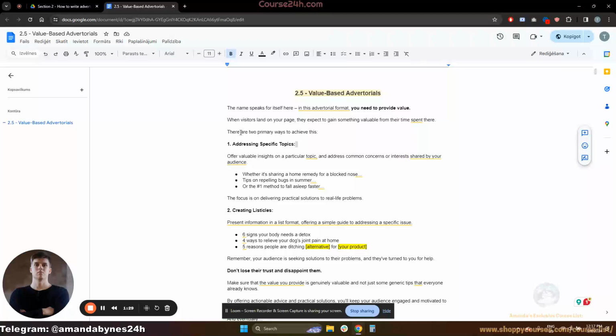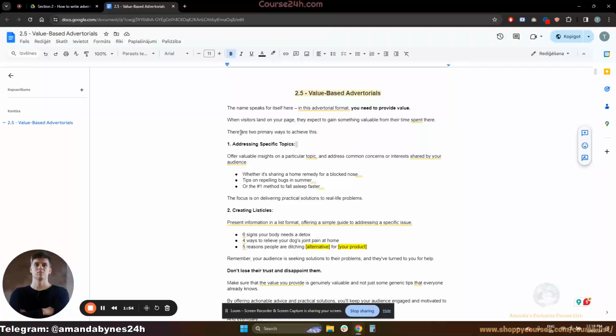Or you can create a listicle, which I think is a better option because it's more engaging. People are more used to it. And remember, your editorial shouldn't look like an ad or a sales page. So with a listicle, it's a great and engaging way to make it happen. Present information in a list format, offering a simple guide to addressing a specific issue.